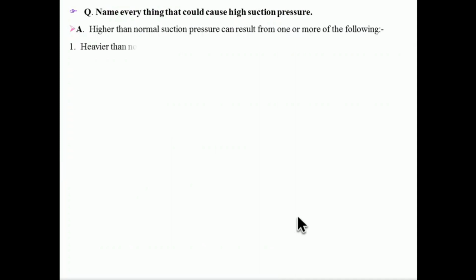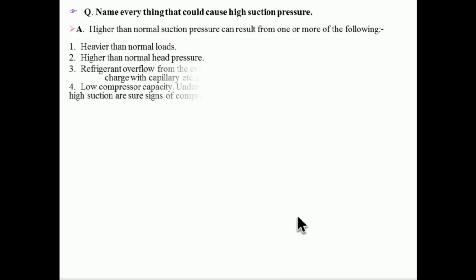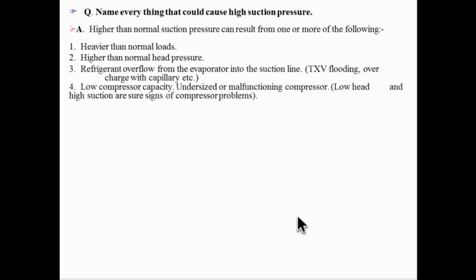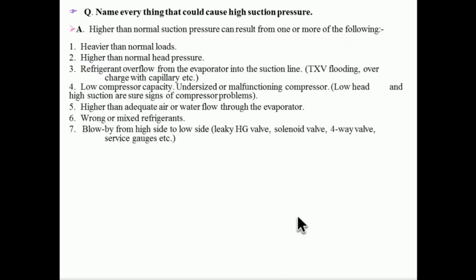Let's see now what can cause a high suction pressure. Again, this is another heavier than normal load, higher than normal head pressures, then refrigerant flow to the evaporator, and a weak compressor, which again can lead to being unable to pull down the evaporated gas. Then higher than adequate air or water flow through the evaporator, that means again an extra load, wrong or mixed refrigerants. Then if the compressor has leaking valves, that can also lead to that. Even a hot gas, 3-way or 4-way valve leaking can backfire.